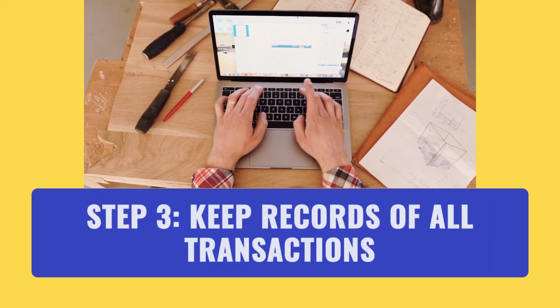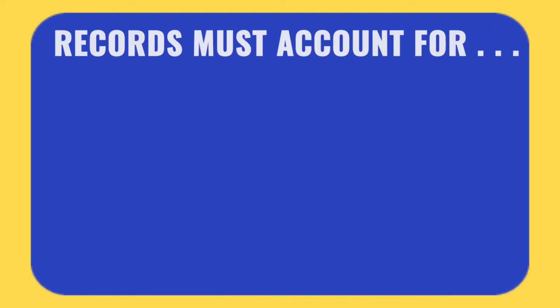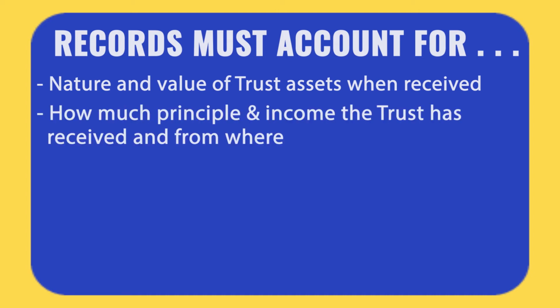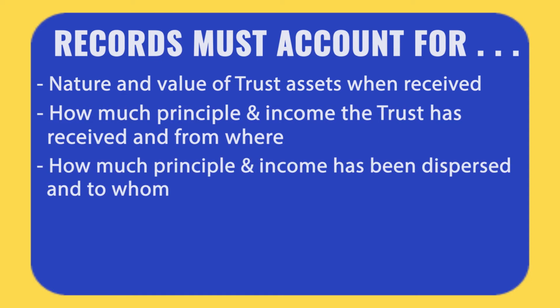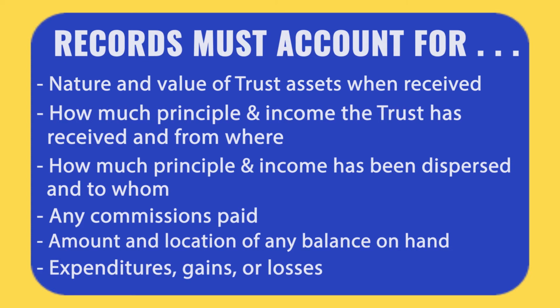Step 3. Keep scrupulous records of all transactions. A trustee must keep careful records of all transfers of money and property into or out of the trust. Your records must account for the nature and value of the trust assets when received, how much principal and income the trust has received and from where, how much principal and income has been dispersed and to whom, any commissions paid, the amount and location of any balance on hand, and finally, expenditures, gains, or losses of the trust.